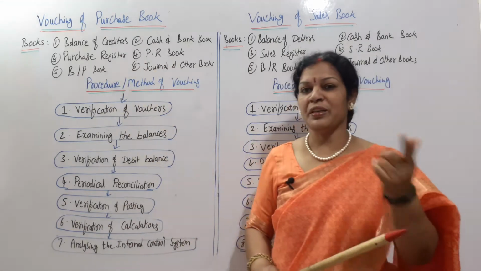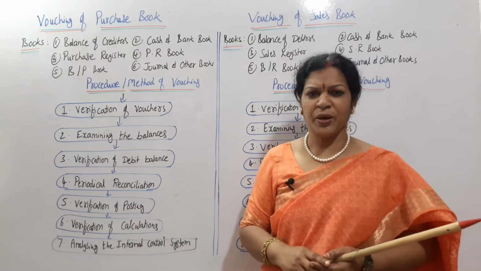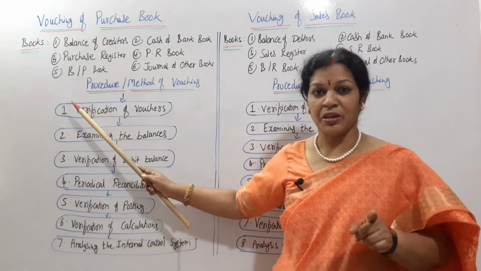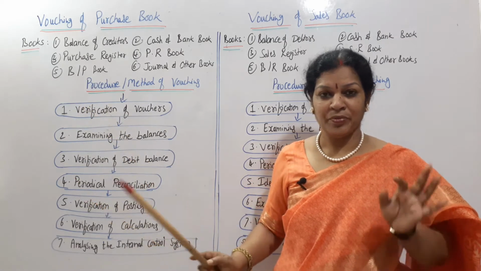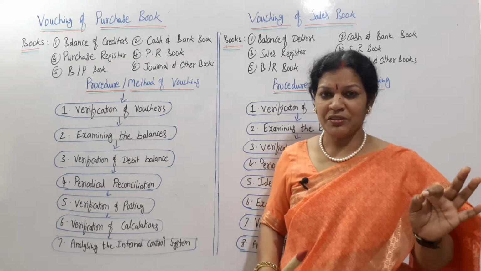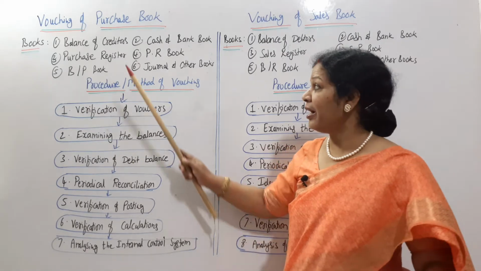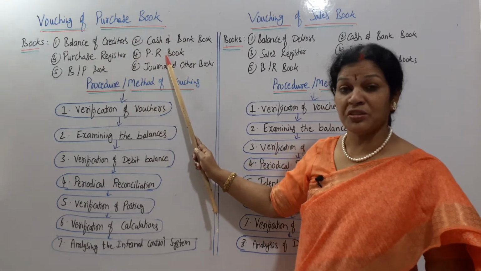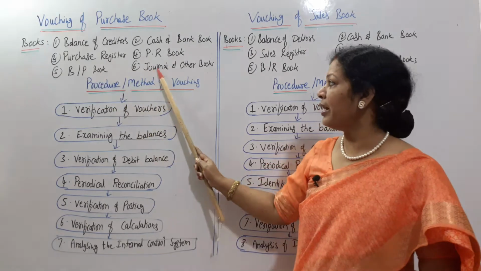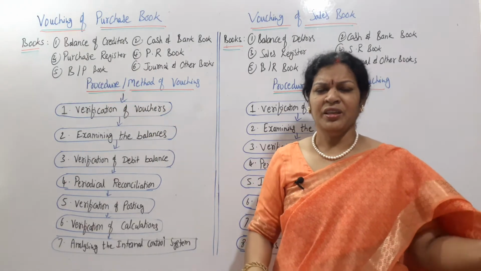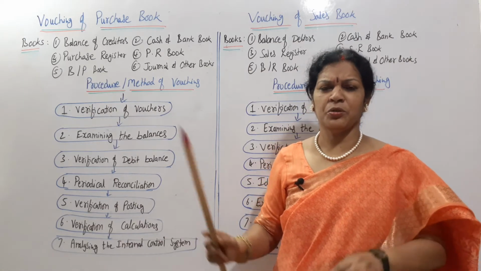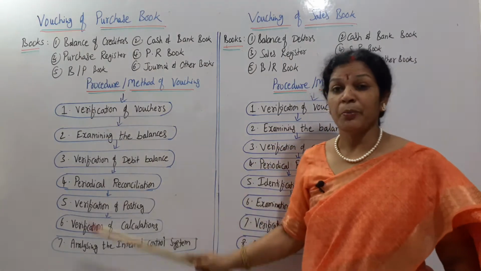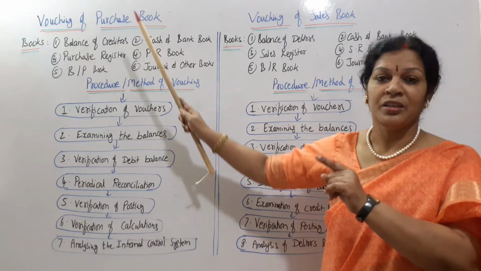And the fifth book is the bills payable book. If you are paying for the goods purchased through bills, then you have to examine the bills payable book. So along with the balance of creditors, cash book, bank book, purchase register, purchase returns, and bills payable book, there are also the journal and other books. Any other transactions related to this, journal and other books, we will also observe. These books you have to observe. After observation, please remember the procedure or method of vouching the purchase book.